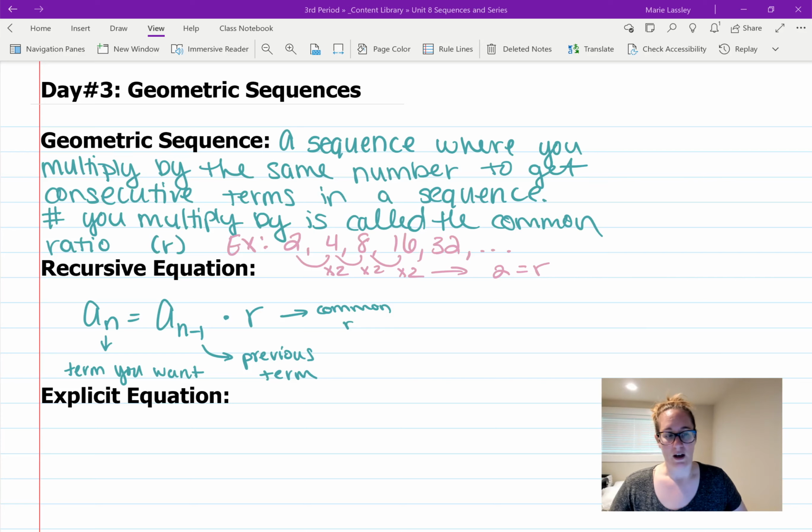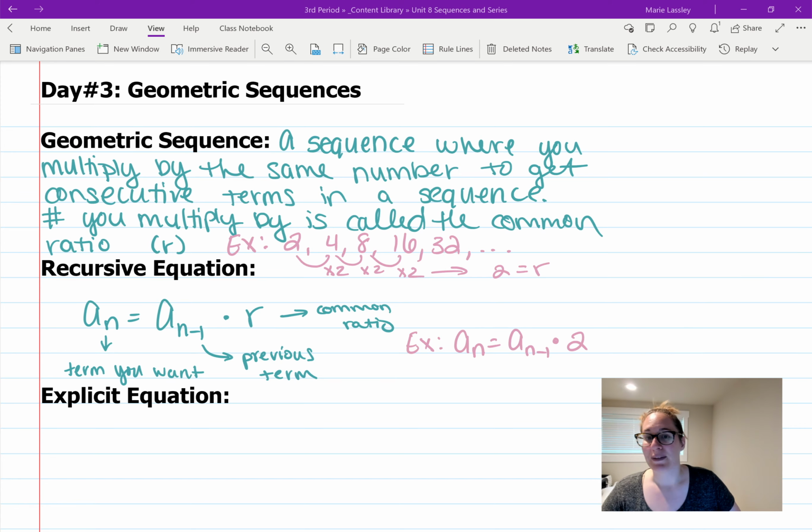Cool. All right, for our example problem, 2, 4, 8, 16, 32, it would be a sub n equals a sub n minus 1 times the common ratio r, which in our case is 2.